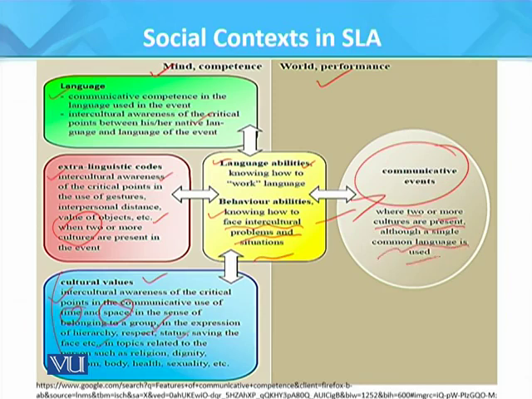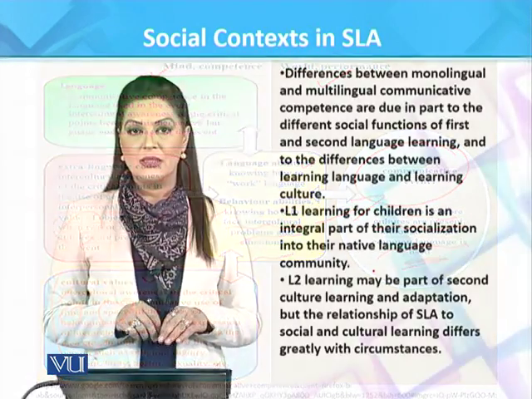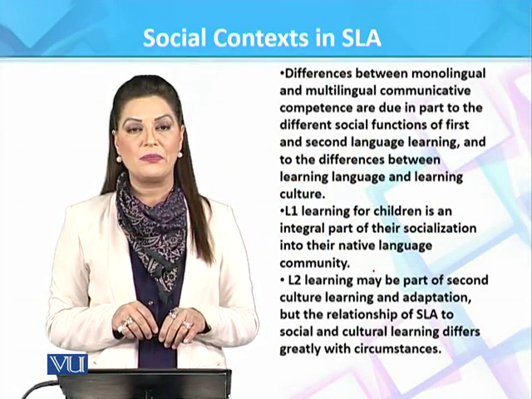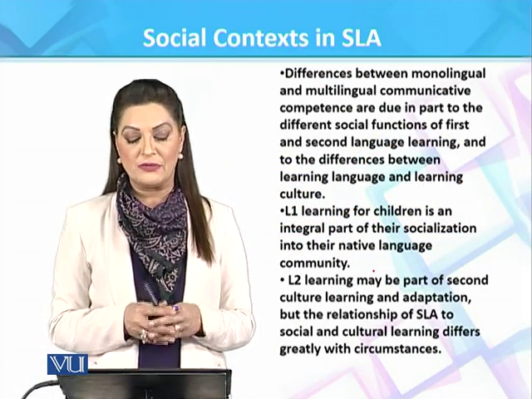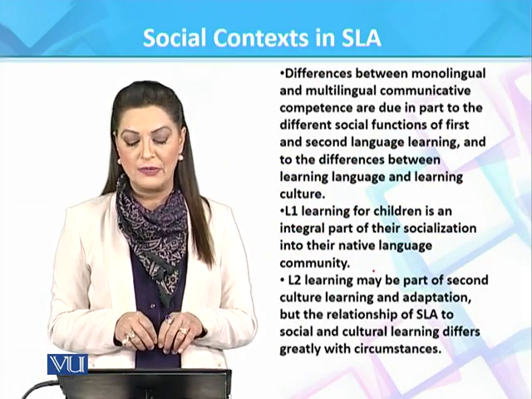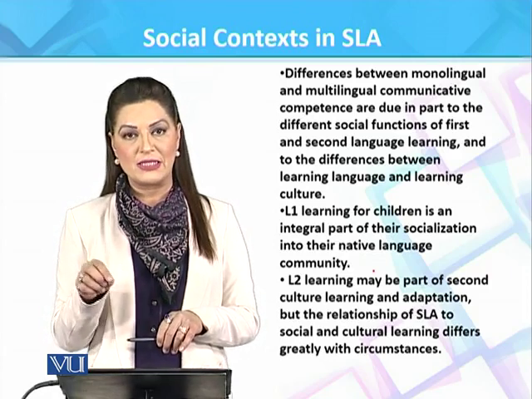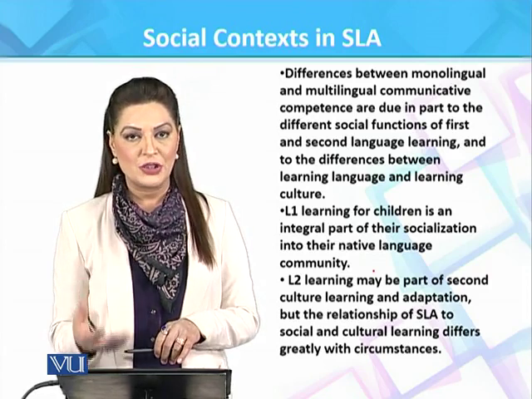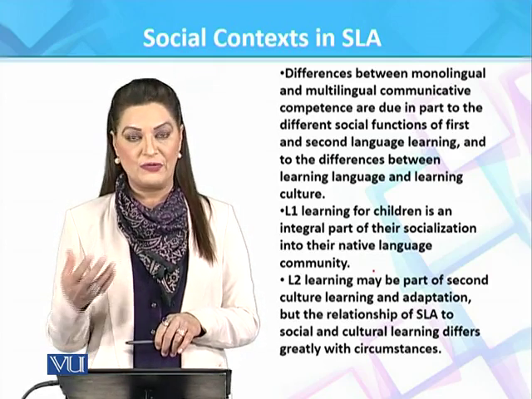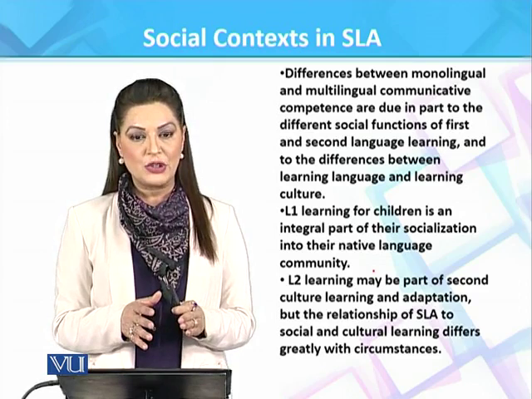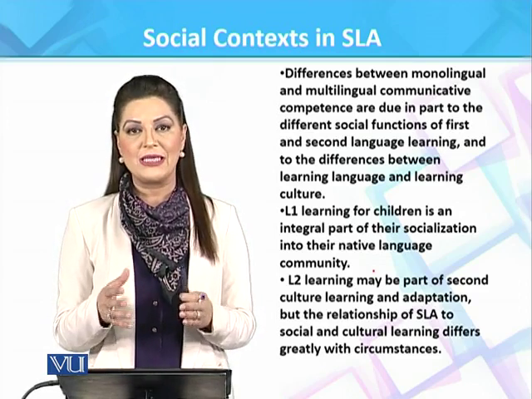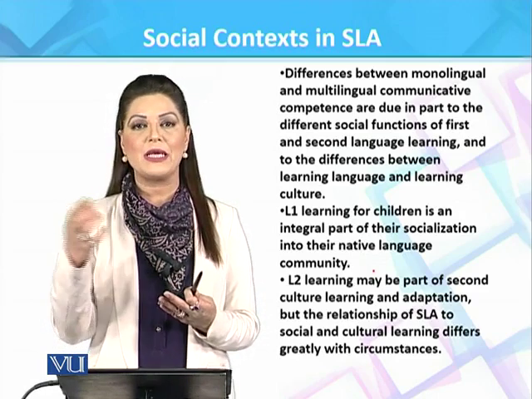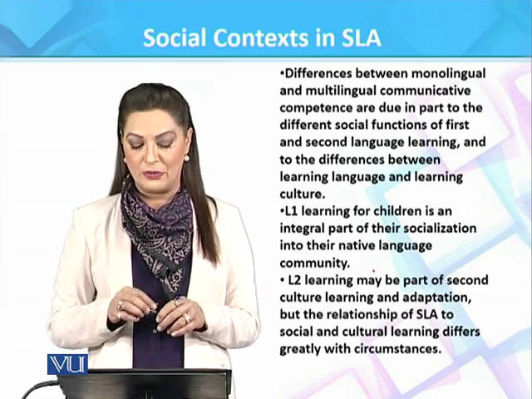They lead to the world performance, which is communicative events where two or more cultures are present, although a single common language is used. Differences between monolingual and multilingual communicative competence are due to the social functions of first and second language, and also not only the first and second language learning, but also the differences in terms of cultural learning, or learning of two different cultures. First language learning basically is for children, and it is done through the socialization process, as the child acquires the language by picking up what is being spoken around him or her.